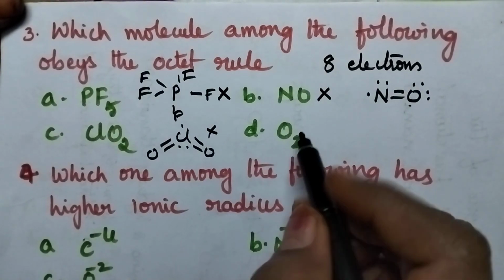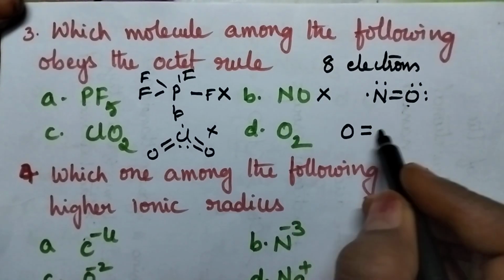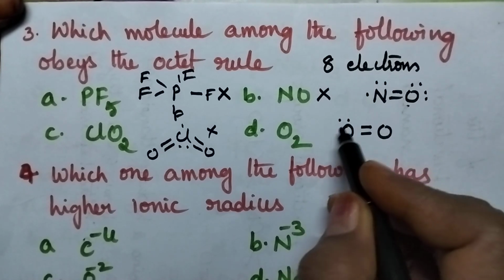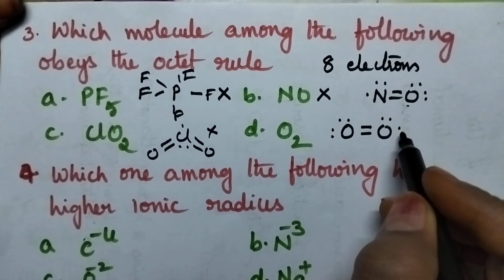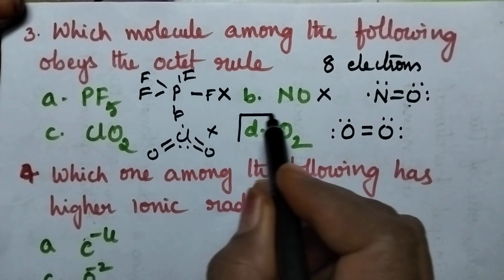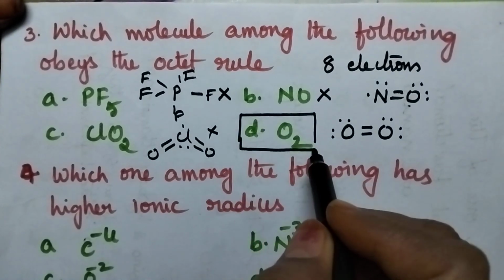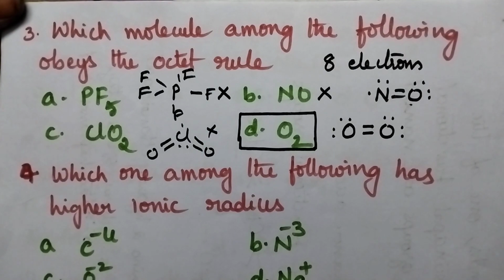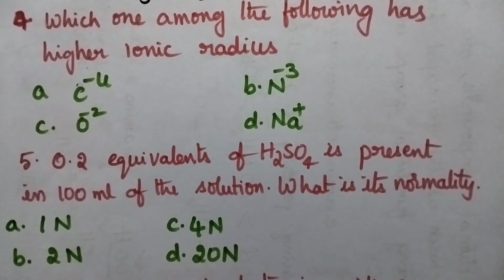So coming to the O2, a double bond is present between the two oxygen atoms and each oxygen atom contains 4 lone pair of electrons. So octet rule is obeyed by oxygen molecule. So option D is the right answer.